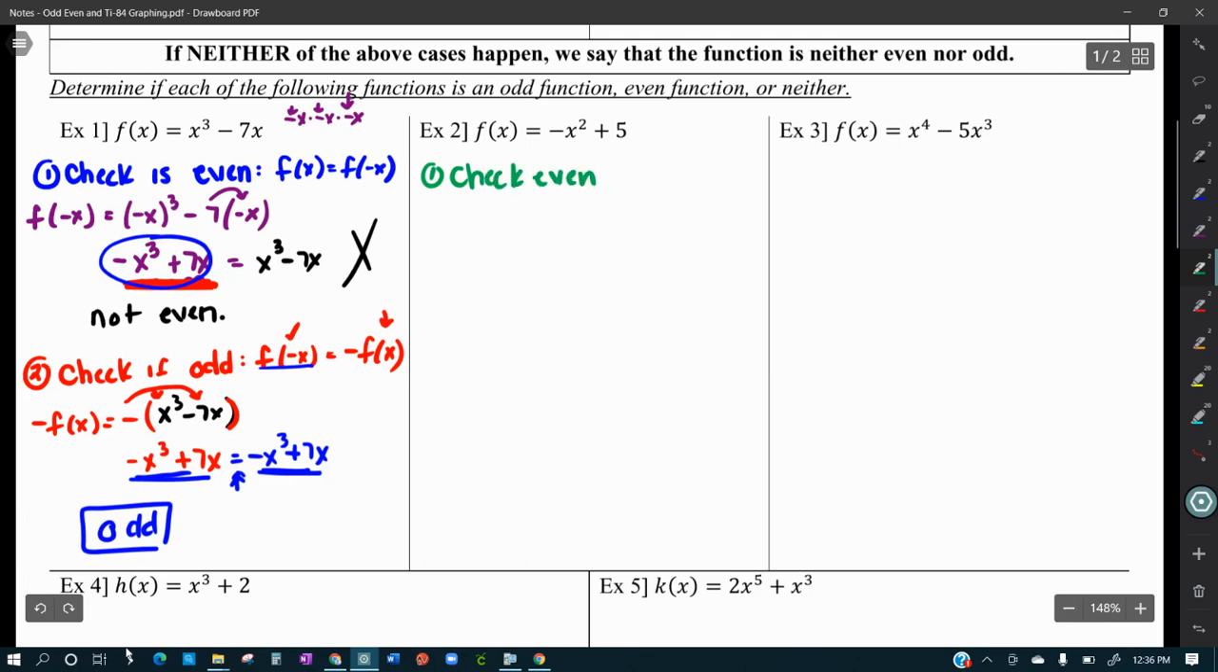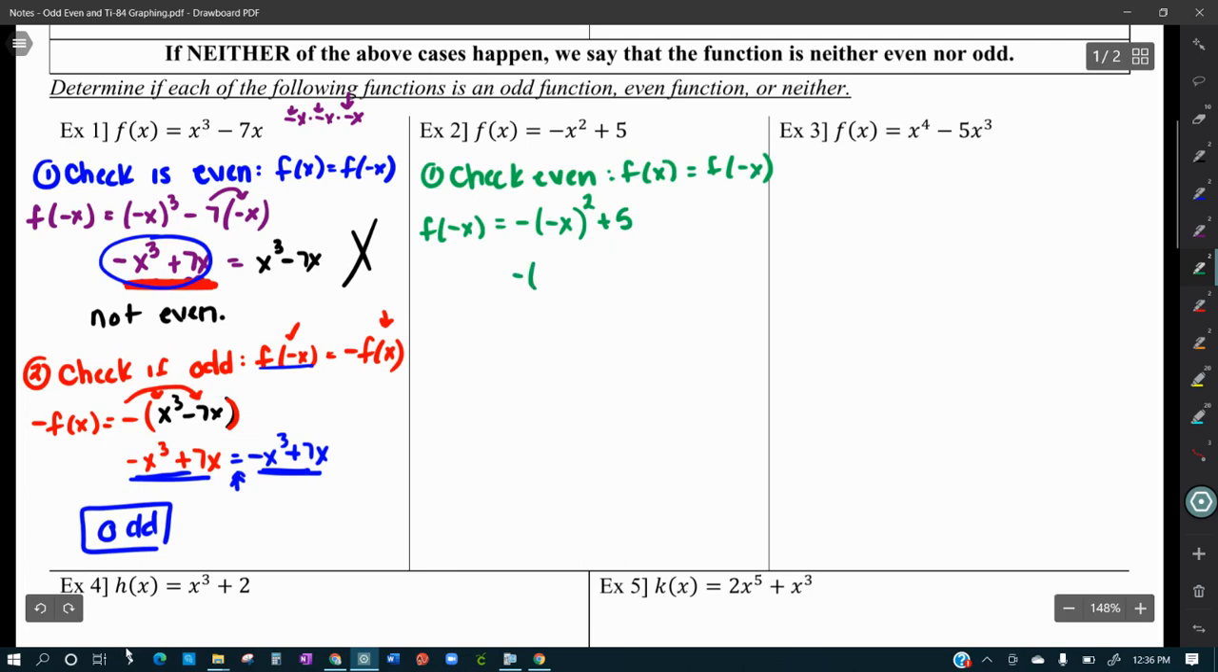Checking if even. And so that means the original function should be equal to f of negative x. So let's find f of negative x. So that would be negative of x being replaced with negative x squared plus 5. So let's take this in pieces.